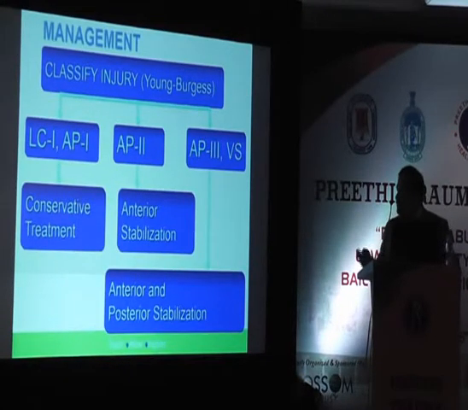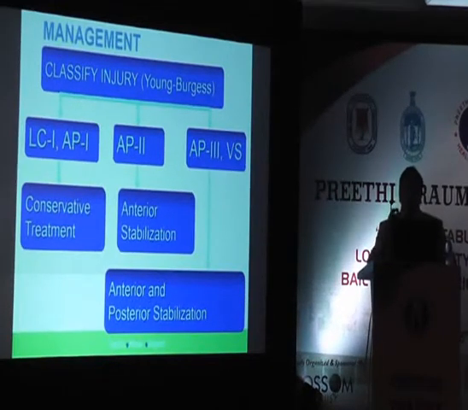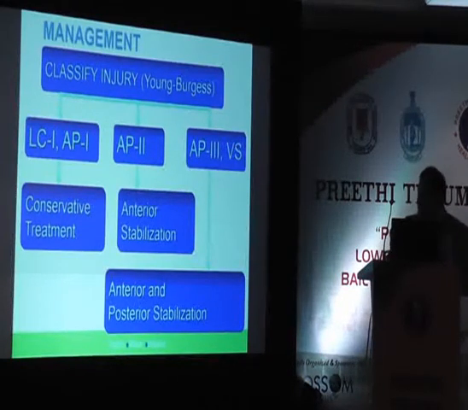So basically, management-wise, an APC1 injury, conservative treatment; APC2 injuries, anterior stabilization. It's like closing a book. We complete the ring and automatically the posterior part, since the posterior ligaments are intact, once we close the book, even if the anterosacral ligaments are gone, they actually can hold the posterior components in place and we can fix it. But of course, an anterior fixation is not as strong as a posterior sacroiliac joint fixation. And in APC3 injuries, we need to do anterior and posterior stabilization.